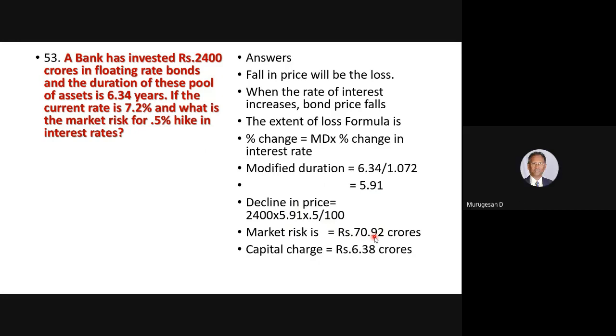Then the loss to be managed is also known as VAR. Sometimes they will call it VAR, which means value at risk. So the market risk is calculated because it's a bond. When rates are increasing, bond prices will come down. This is a loss. To manage the loss, whenever there is a loss in market risk, you have to maintain adequate capital. So 70.92 is the likely loss, and this is the likely capital. The bank will have to mobilize more capital. Capital charge needed. Correct, friends? So one mark, or you miss.